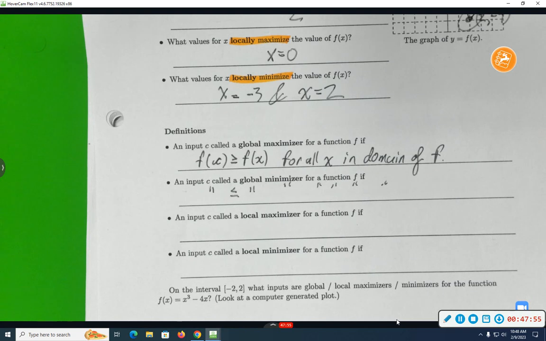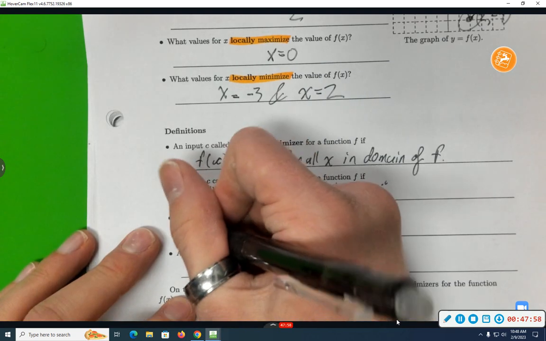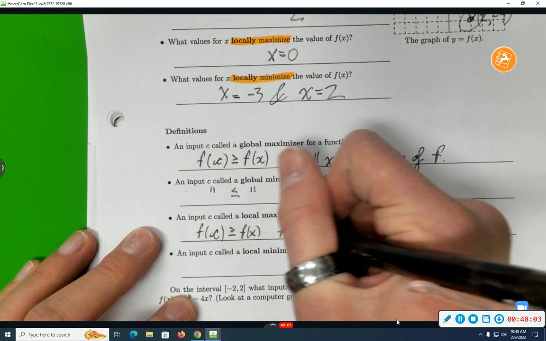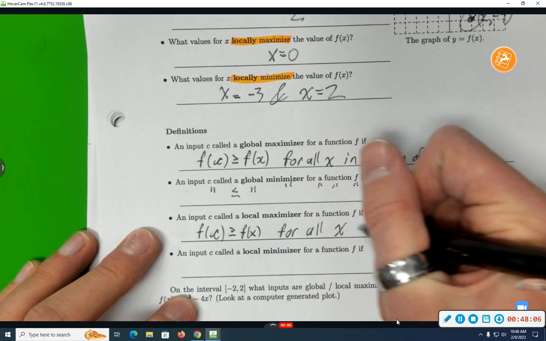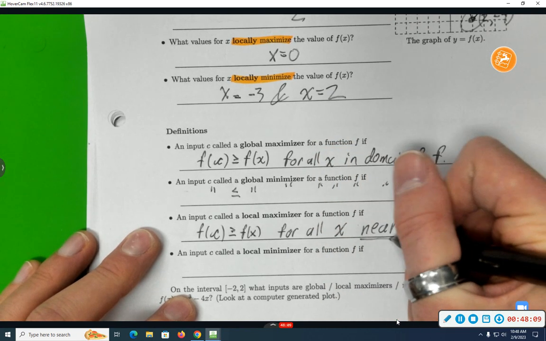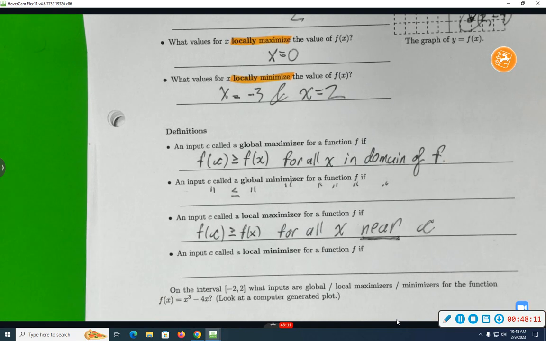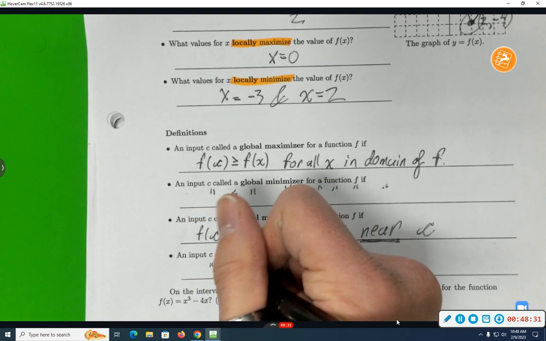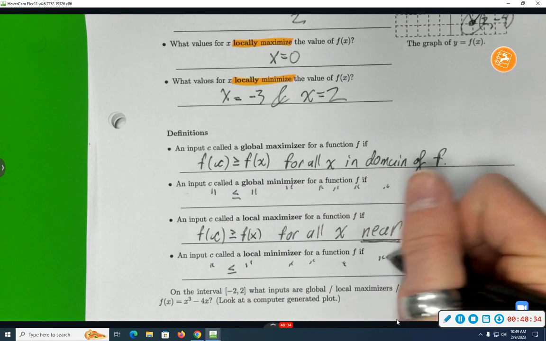An input C is called a local maximizer if f of C is bigger than or equal to f of x for all x near C. And near is an ambiguous word in this context. To make it precise, you would really need some language that's developed in calculus. And here by near, I mean as near as you could possibly get. And same thing for minimizing. f of C is less than or equal to f of x for all x near C.